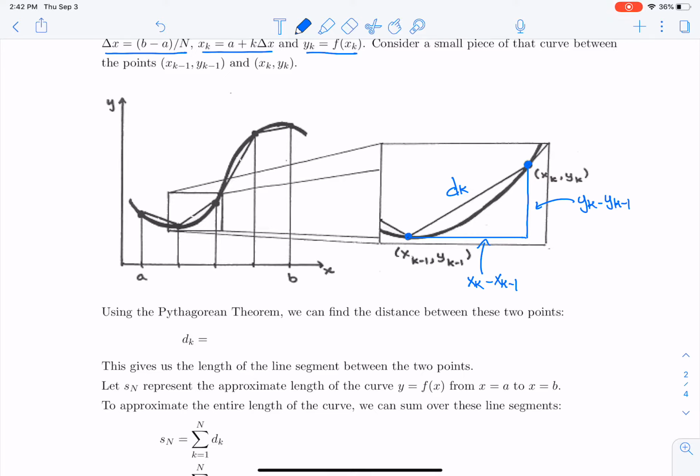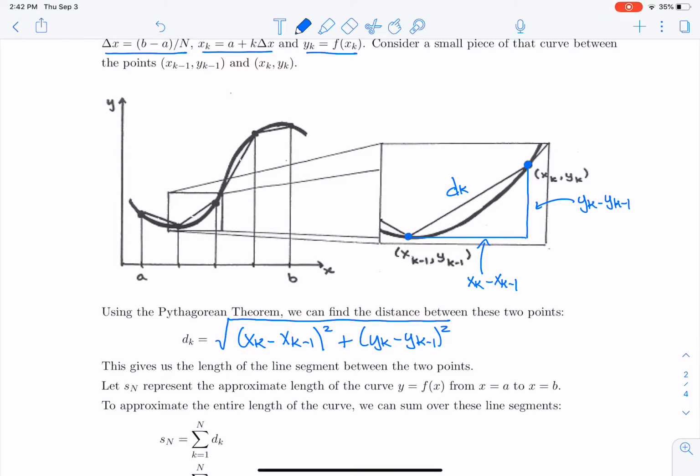And we know from the Pythagorean theorem that this length squared plus this length squared should equal that length squared. So the distance should be a familiar formula. It would be the square root of (x sub k minus x sub k minus 1) squared plus (y sub k minus y sub k minus 1) squared. So essentially that's the distance formula, which of course comes from the Pythagorean theorem. So that gives us the length of one of these line segments.